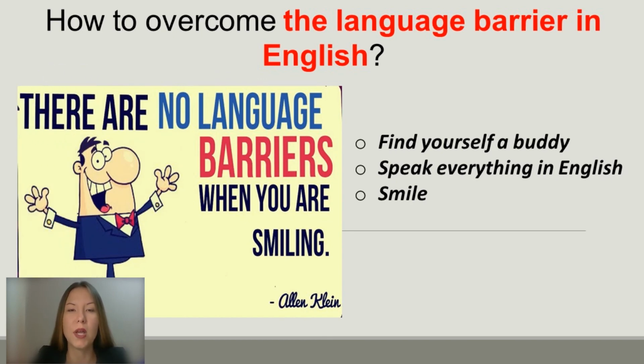Find yourself a buddy. Remember the saying, a wedge knocks out a wedge? You will overcome the language barrier in English only if you have constant conversational practice. The more often you practice speaking skills, the faster you will improve it to the level you need, and the less embarrassed you will feel if you need to use English in communication.